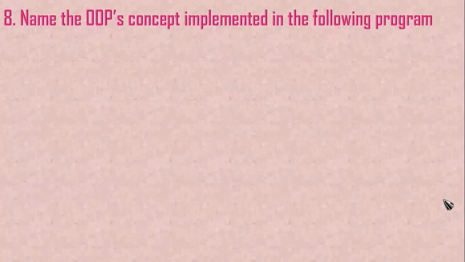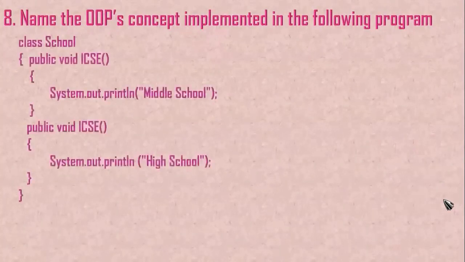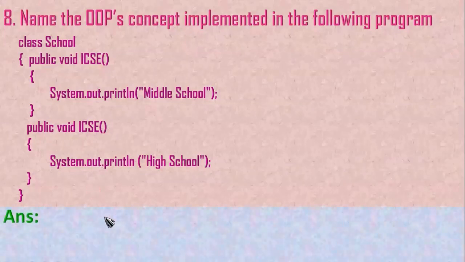Name the OOPS concept implemented in the following program. So here you can see public void ICSE, it prints something, public void ICSE again. So here name of the method both are same. So it is called method overloading. So overloading is a polymorphism. One acts as many. So we can say polymorphism.